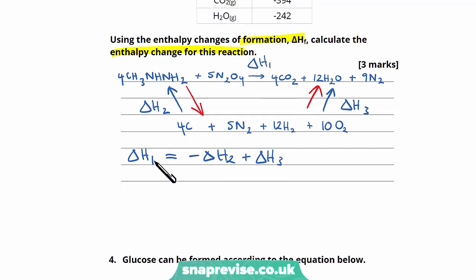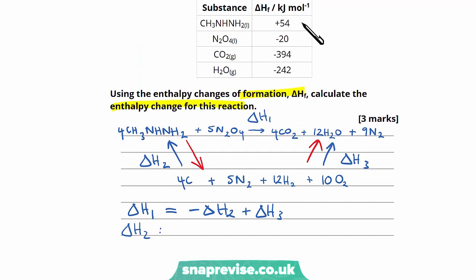Now to calculate a value for delta H2. We can see that we're forming 4 molecules of our methyl hydrazine, and in the table we're told that the enthalpy change of formation for that is plus 54 kilojoules per mole. So that's 4 times plus 54. We're also forming 5 molecules of dinitrogen tetroxide, and the enthalpy change of formation is minus 20. So that's 5 times minus 20, giving us a total of plus 116 kilojoules per mole.